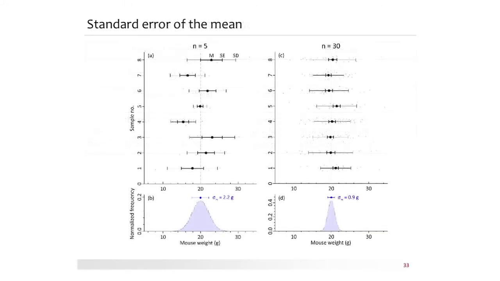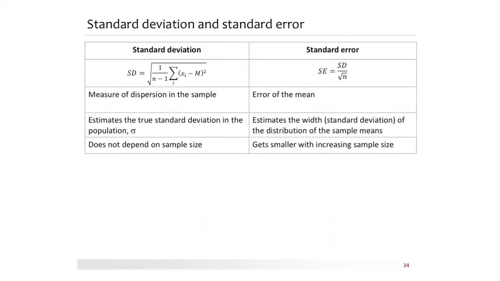Standard deviation does not depend on the sample size. As you can see, these standard deviations are sometimes smaller, sometimes larger, but roughly the same size for n of 5 and for n of 30, while standard error gets much smaller here. So the larger the sample, the smaller is the standard error.